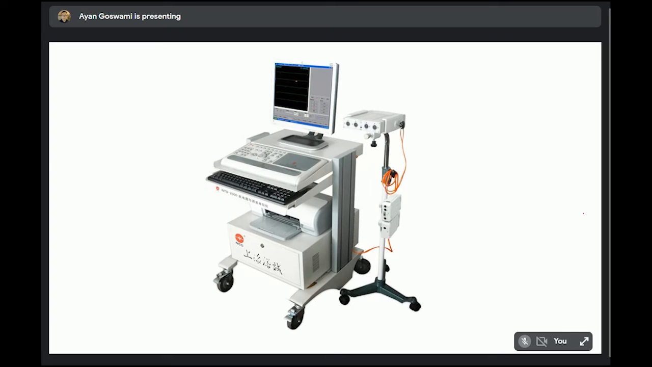Currently, we do not have nerve conduction study equipment in our physiology department at Santiniketan Medical College, because it is a postgraduate topic, an MD topic. But for MBBS, you need to know the principle of nerve conduction study, but you don't need to perform it. In MD, you need to perform nerve conduction study. So this is the machine of nerve conduction study, or NCS equipment.